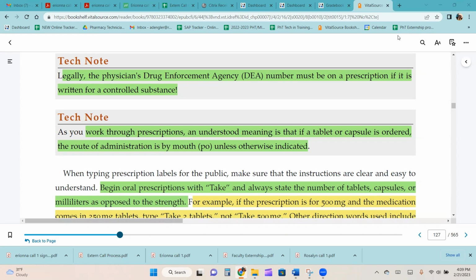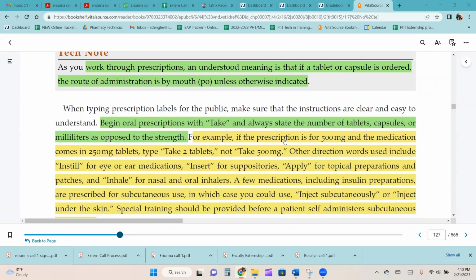When typing prescription labels for the public, make sure that the instructions are clear and easy to understand. I always say that you should proofread your directions before sending them to the pharmacist to verify. Begin oral prescriptions with take and always state the number of tablets, capsules, or milliliters as opposed to the strength. For example, if the prescription is for 500 milligrams and the medication comes in 250 milligram tablets, we would put take 2 tablets, not take 500 milligrams.